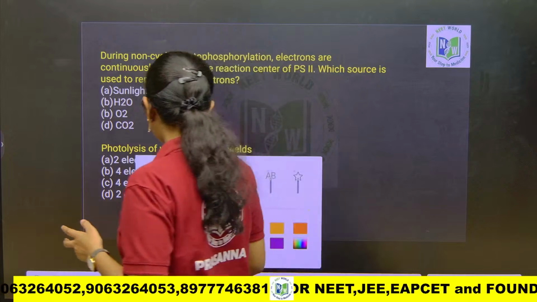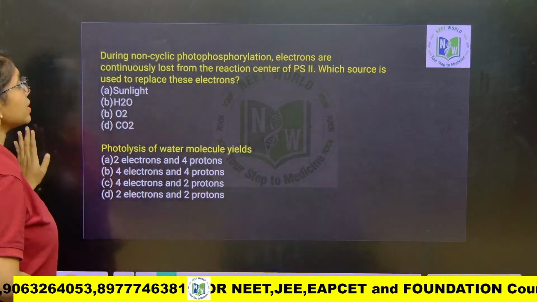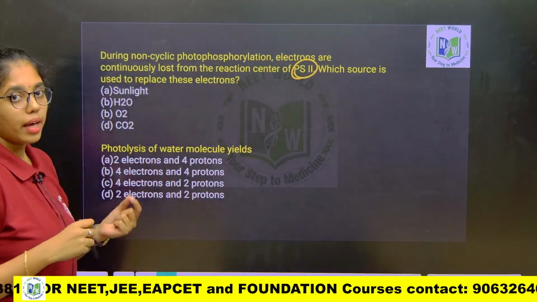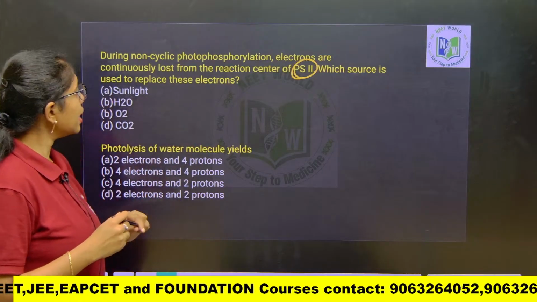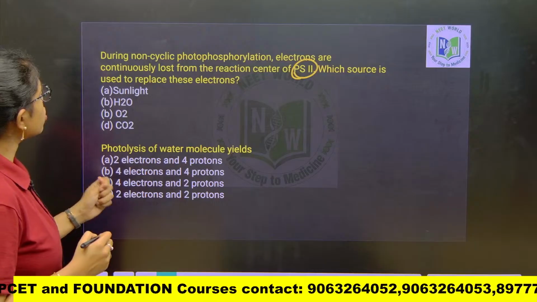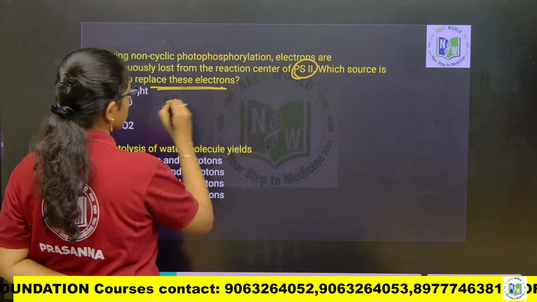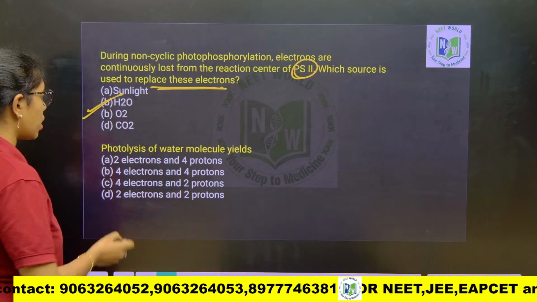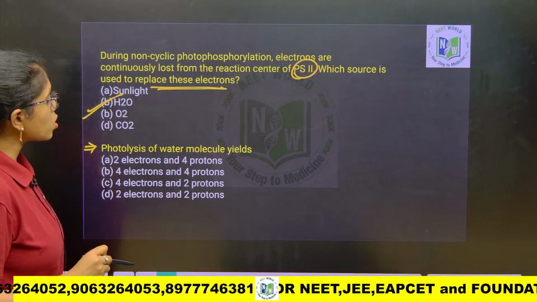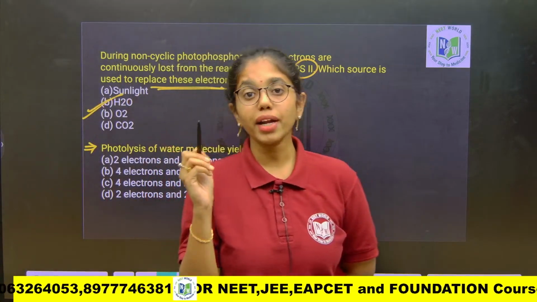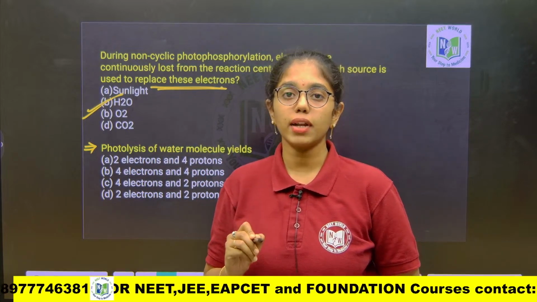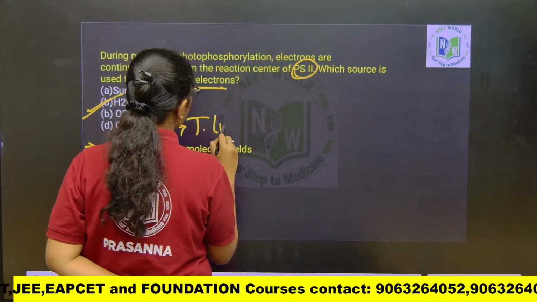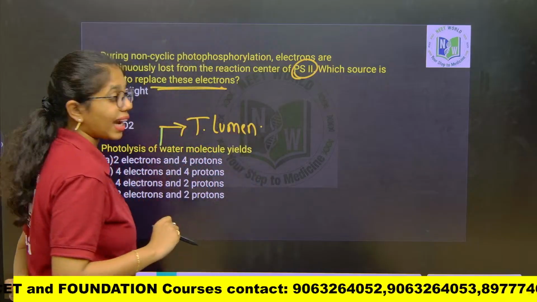During non-cyclic photophosphorylation, electrons are continuously lost from the reaction center, that is photosystem 2. To replace these electrons, what source is used? Of course, it is water. Just now we have solved this question. Photolysis of water molecule yields. Keep in mind the exact location of photolysis of water: it takes place in the thylakoid lumen.